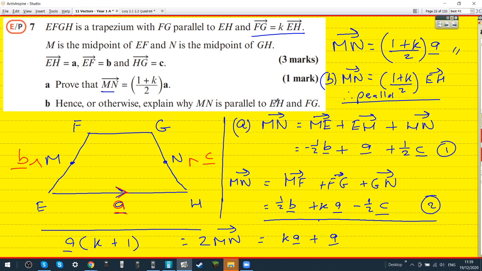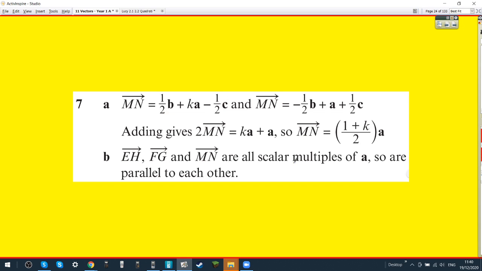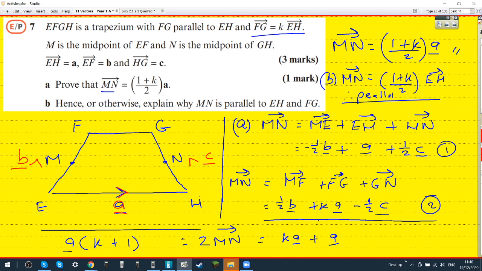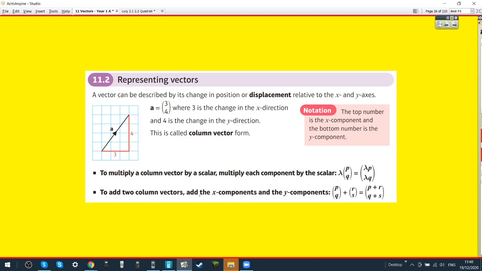How about FG? FG is ka. Yes, FG is ka, and so same idea. MN is 1 plus k over 2 times ka, so that's a scalar multiple. They're all scalar multiples of a, so they're all parallel to each other. Any questions about that one? Nope. Let's never speak of that one again.